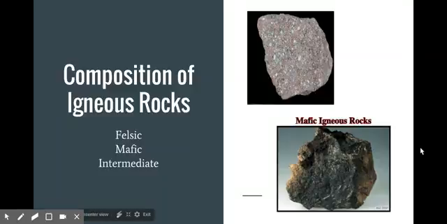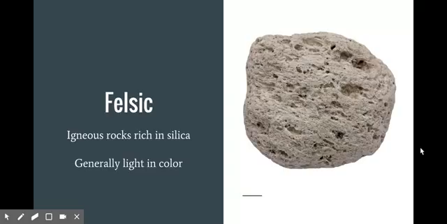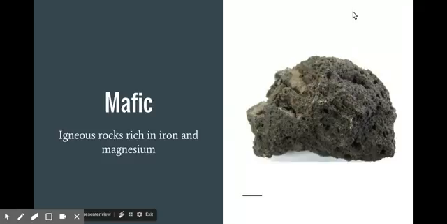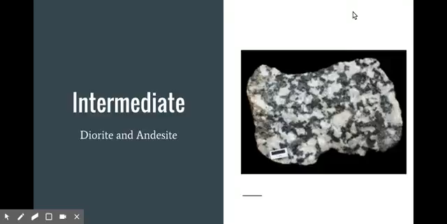Composition of igneous rocks, they can be one of three types. They are felsic, mafic, or intermediate. Felsic tend to be light in color because they are rich in silica. Mafic rocks tend to be dark in color because these are rich in iron and magnesium. And then, of course, your intermediate can have a mixture of both. So this sample of diorite here, and andesite is another example. You'll see both light and dark colors in this picture.